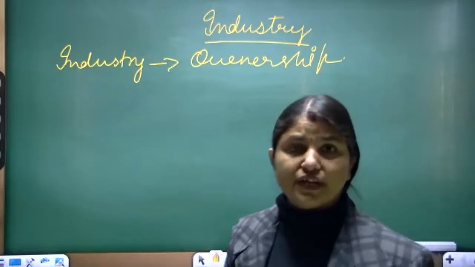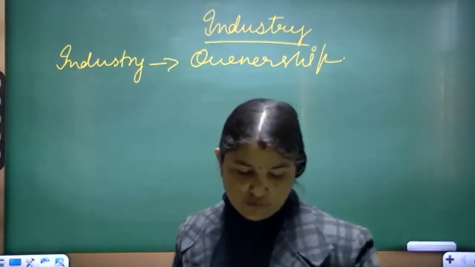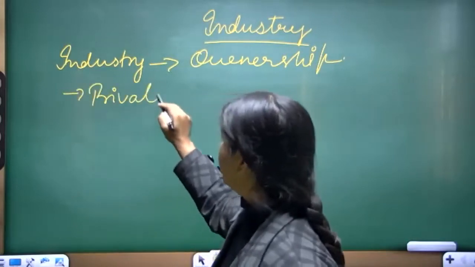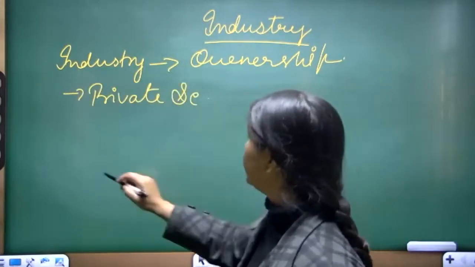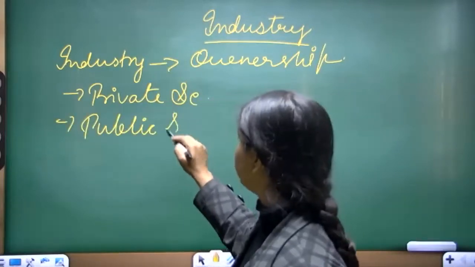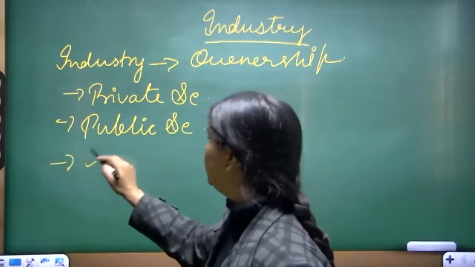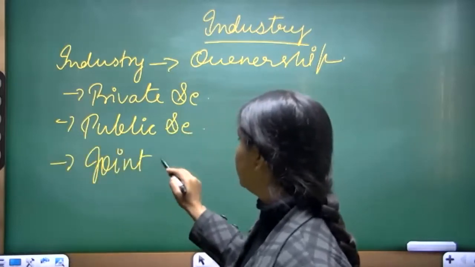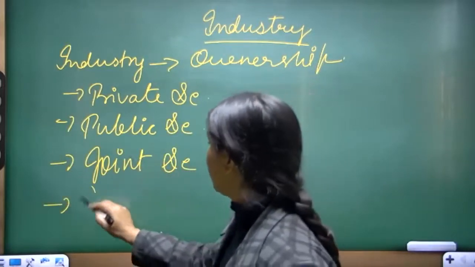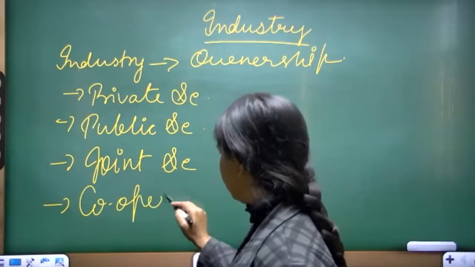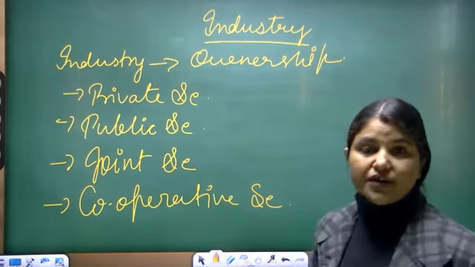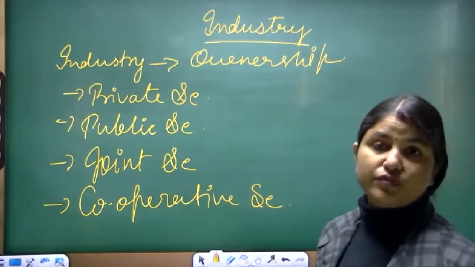How many parts can we divide them into? We can divide them into four parts. First one is the private sector industry. Second one is the public sector industry. Third one is the joint sector industry. And the fourth one is the cooperative sector industry. Look here and try to understand the things very properly.